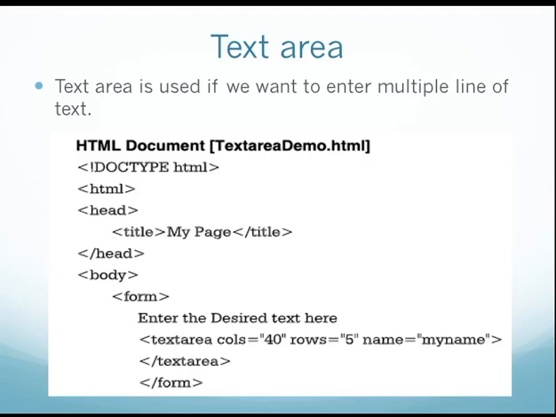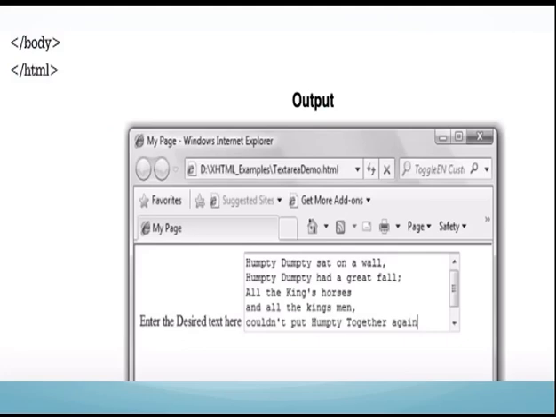Let's see the output. Then close the body tag, close the HTML tag. Now in the output you can see it is given as enter the desired text over here, and there is a text area which has a scroll bar, that is, multiple lines of text you can write over here. Okay, so this is how you write multiple lines of text using a text area. Now let's move on to the next slide.